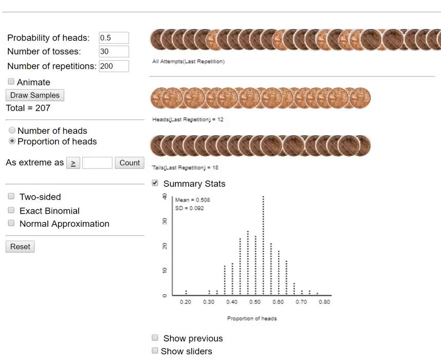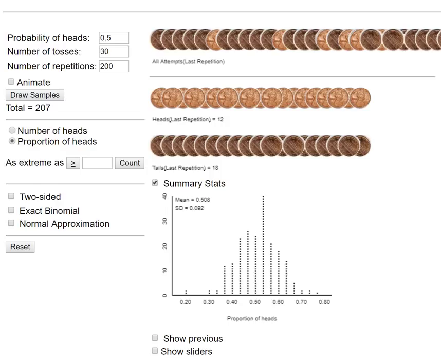If I turn on my summary stats here, you'll see that the mean or center of my distribution is about 0.5, which is where I'd expect, and my standard deviation is 0.092. Okay, so that's your typical distance on either side. That would capture 68% of your data. Okay, 2 standard deviations outside should theoretically capture 95% of your data.